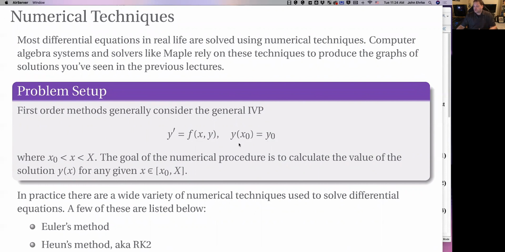The goal is to take your starting x point, x naught, and extend the solution out to some value x, right? So you could start at 0 and extend it out to 5, right? So you just want to be able to draw the solution from 0 to 5. And all we're going to do is use a certain step size to step off and find a new approximation at each point in that interval.